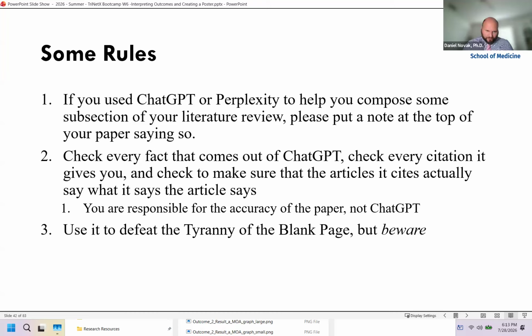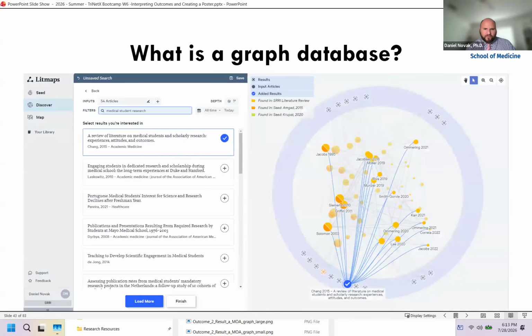Use it to defeat the tyranny of the blank page, but beware, right? Sometimes you can even ask it, help me structure a literature review to help me with this part of my study. What are the sections I would need to do? What are the main areas of research that I should cover and include in relationship to my study? It can help you with writing planning and all sorts of stuff, but ultimately you have to ride on it really, really, really carefully.